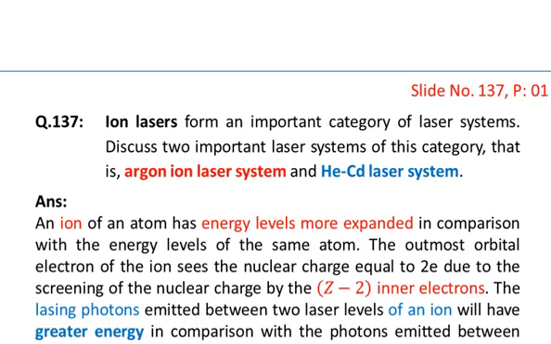The question is, ion lasers form an important category of laser systems. Discuss two important laser systems of this category, that is Argon ion laser system and Helium Cadmium laser system.